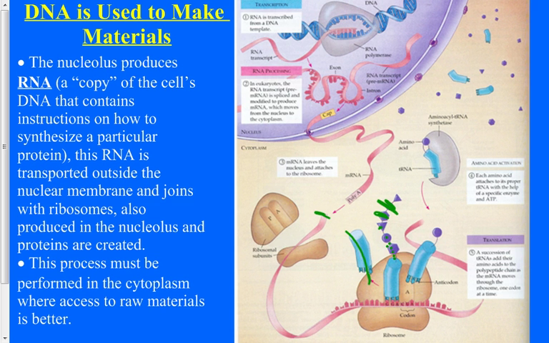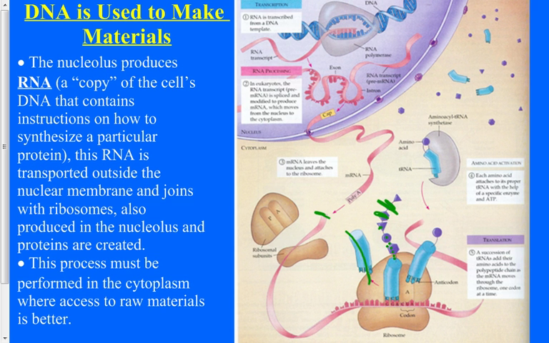Okay, now that protein can go out and do whatever job it needed to do. So very simply, your nucleolus copies your DNA, sends the copy out into the cell. The ribosome grabs it, reads it, makes the protein, and you're done. That's kind of the process of protein synthesis, greatly simplified.